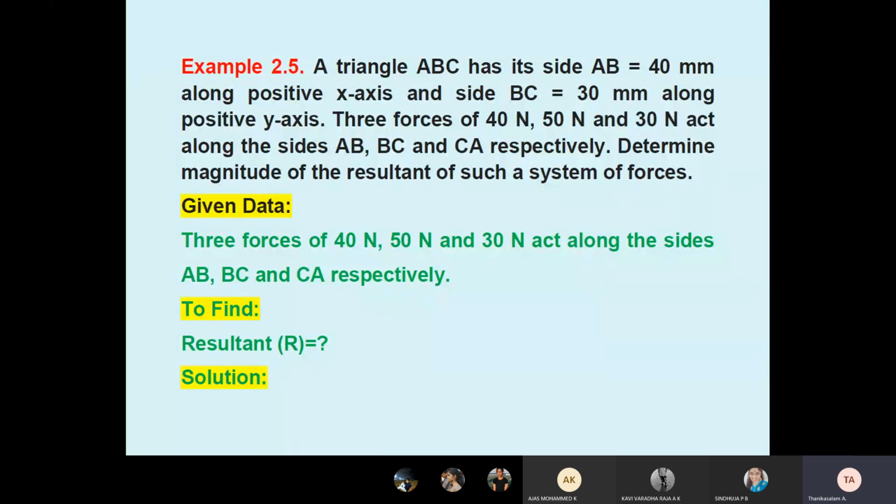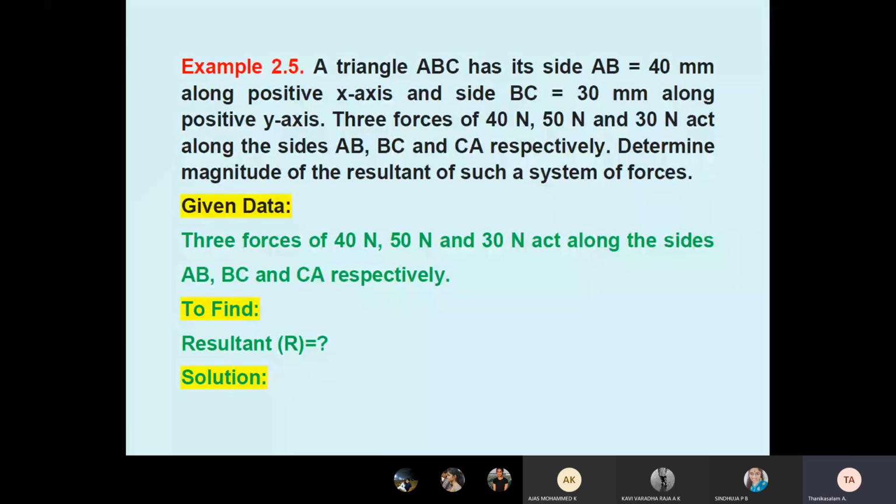Along the sides means AB 40 Newton, BC 50 Newton, CA 30 Newton. Determine the resultant of such a system of forces. So here three forces are acting, so we can't use the parallelogram law of forces. We have to use the formula method: R equal to square root of summation of H squared plus summation of V squared.